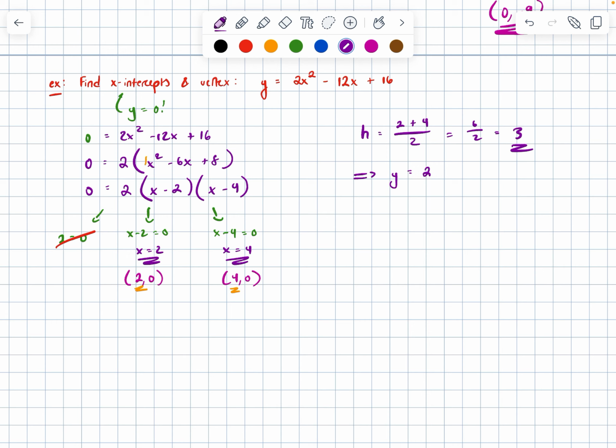Let's find the y value by doing some substitution. So y is going to be equal to 2 times 3 squared minus 12 times 3 plus 16. All I got to do now is simplify. So 2 times 3 squared would be 2 times 9. 12 times 3 is 36, and then I've got plus 16 at the back. 2 times 9 is 18. Negative 36 plus 16, I might as well do that now. That's negative 20. And then 18 minus 20 is negative 2. So what this, of course, tells me is that my vertex should appear at the point 3, negative 2.